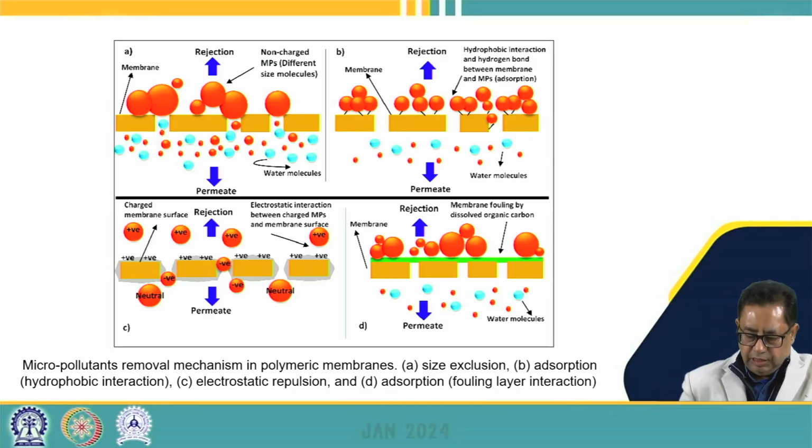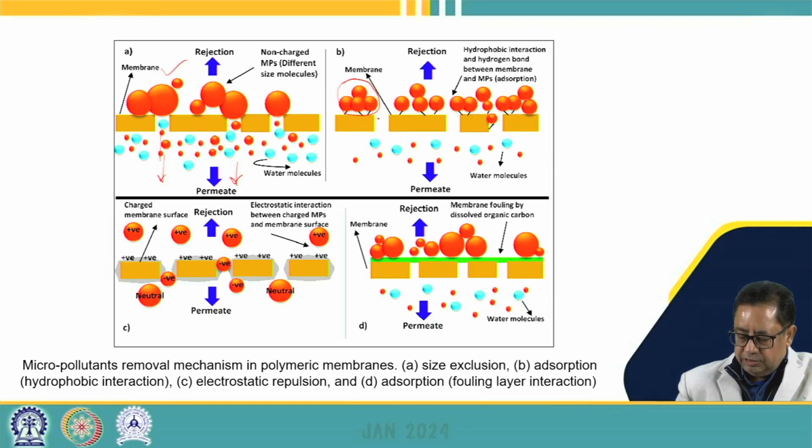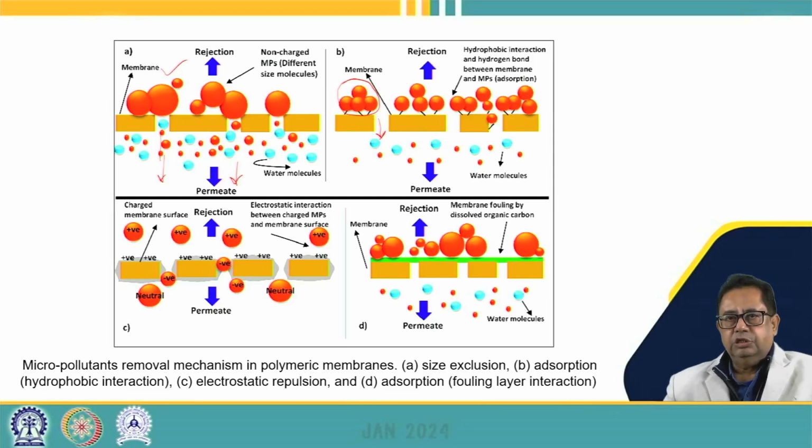So we can see here that the first part is removal by size exclusion. You can see that the bigger particles remain on top of the membrane, whereas the smaller particles pass through the membrane. This is called the size exclusion process. Similarly, the second part may be adsorption, that is, some types of molecules or constituents in the water may be hydrophobic in nature, so they may remain adsorbed onto the surface of the membrane, whereas the particles which are hydrophilic in nature may pass through the membrane, right? So this is known as the adsorption process.